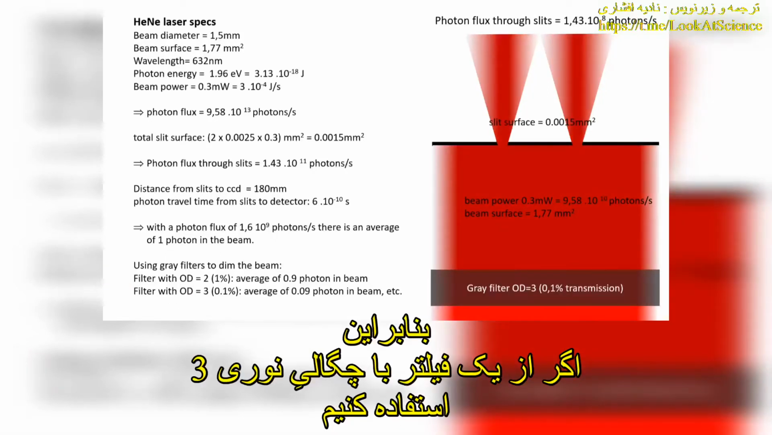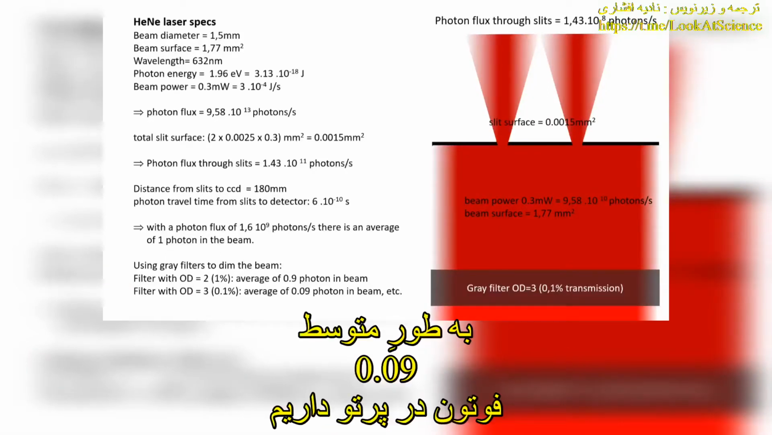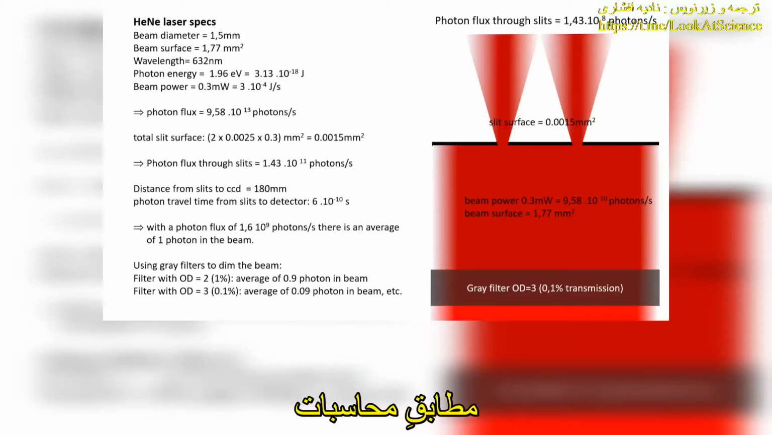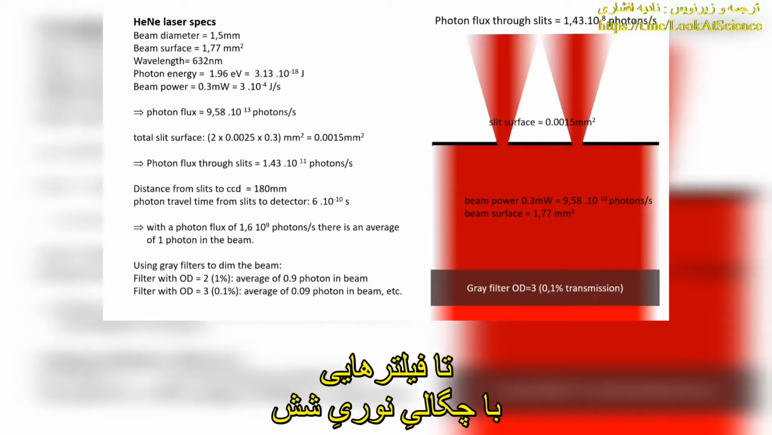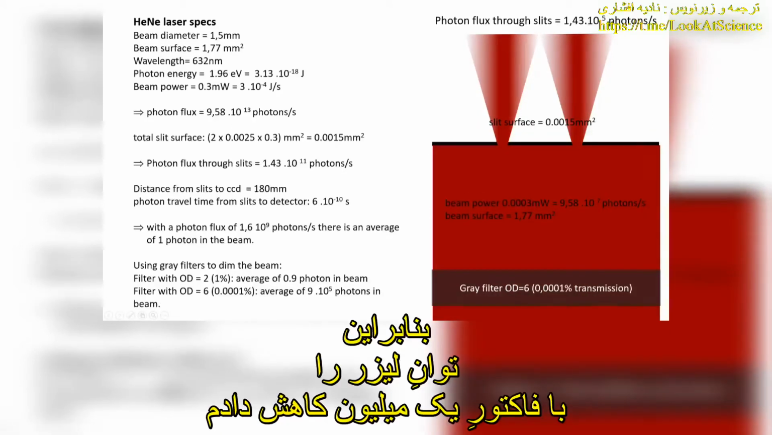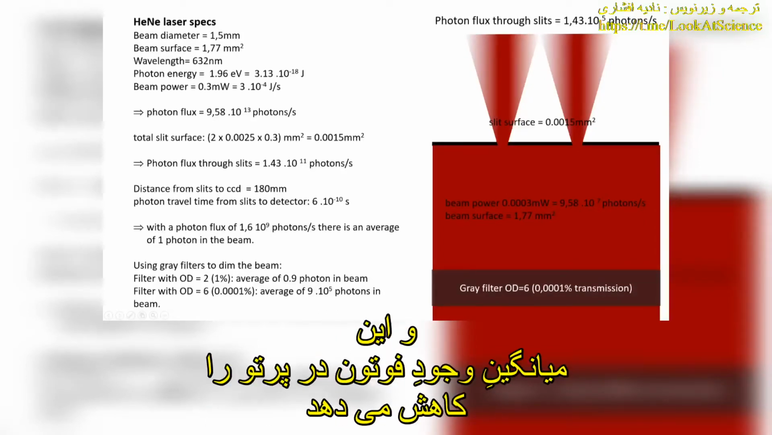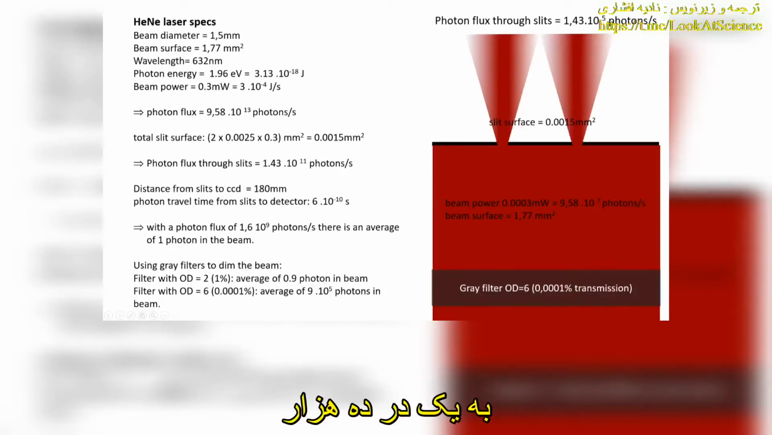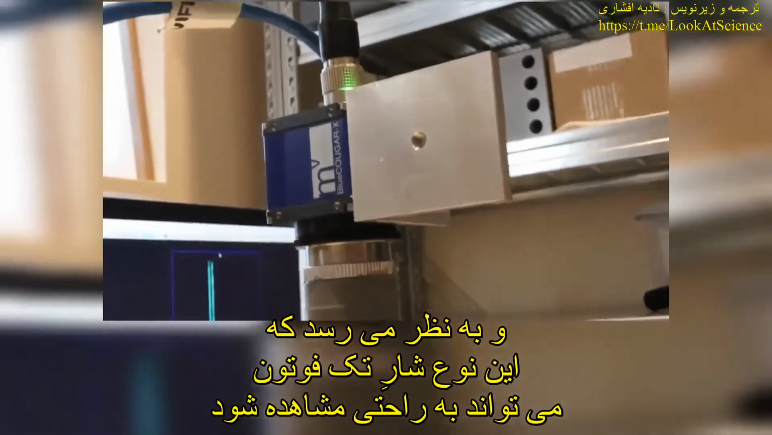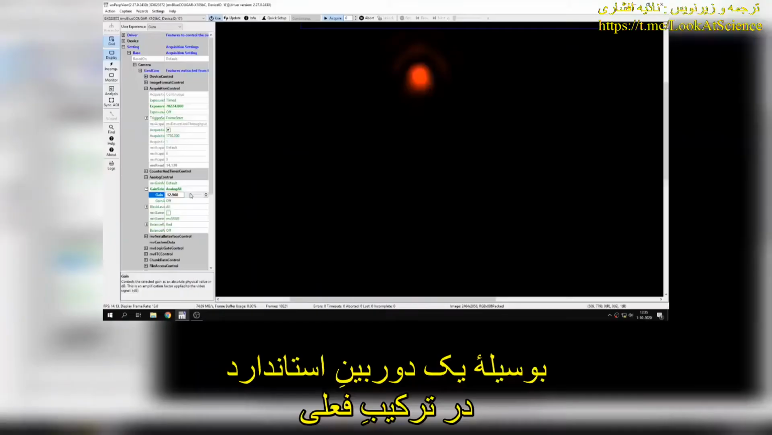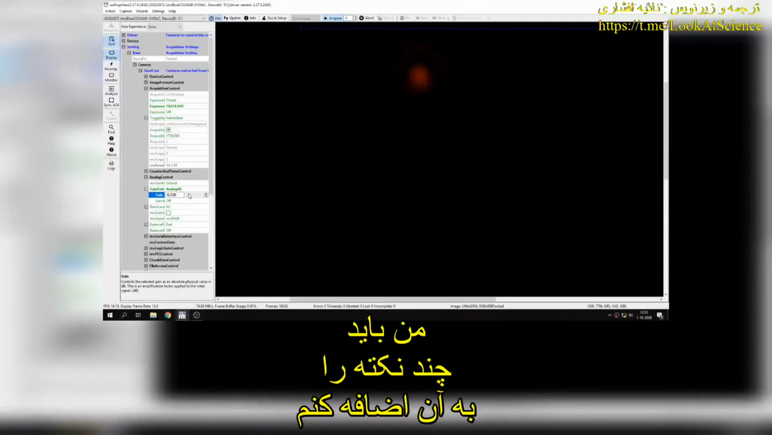So if we use an optical density filter of 3, we have on average only 0.09 photon in the beam according to the calculation. But just to be safe, I went all the way down to filters with an optical density of 6. So I dimmed the laser power by a factor of 1,000,000. And this brings down the average photon presence in the beam to 1 in 10,000. And it turns out that this type of single photon flux is easily seen by a standard camera in the current configuration. Now I should add a few remarks to that.